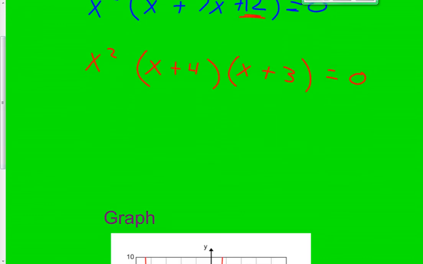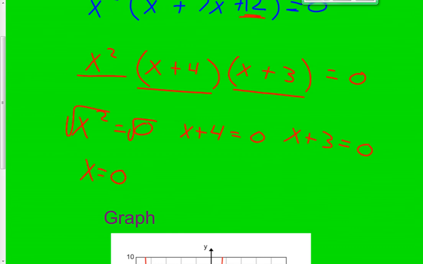So all three of these are factors that equal 0. So let's set these equal to 0. X squared equals 0, x plus 4 equals 0, and x plus 3 equals 0. So solving, take the square root of both sides, we get x equals 0. Class, remember that whenever we take the square root, we need to get two answers. It's always plus and minus, although if we take 0, there's no such thing as plus and minus 0. So this means when x equals 0, we're going to get a double root right here.